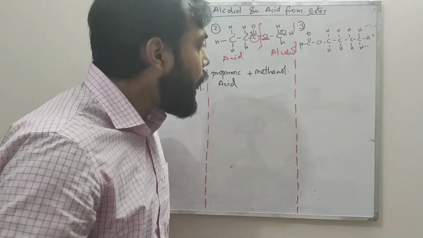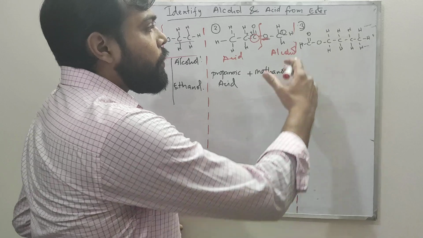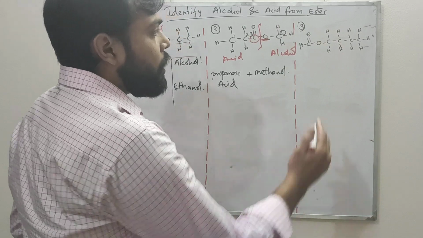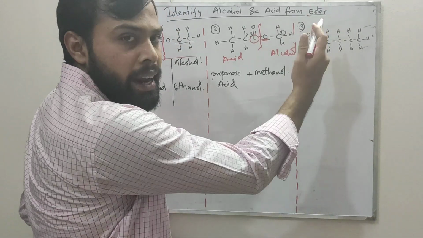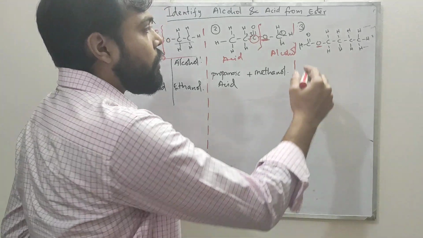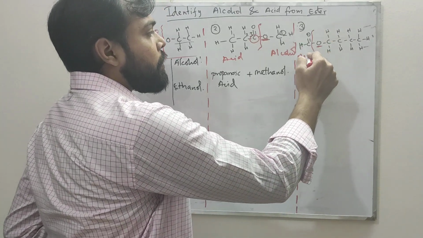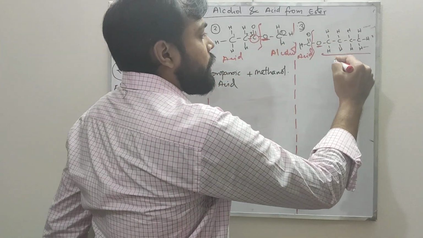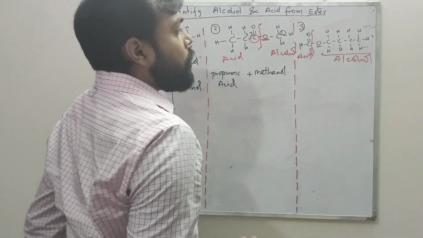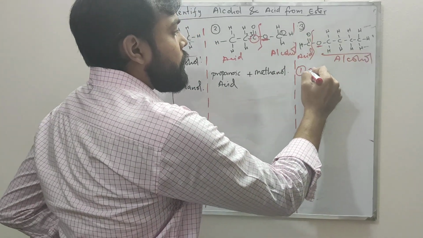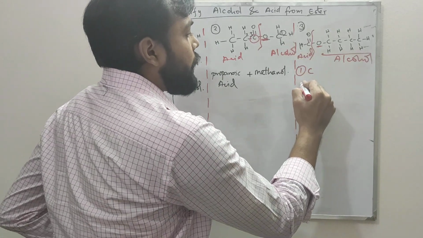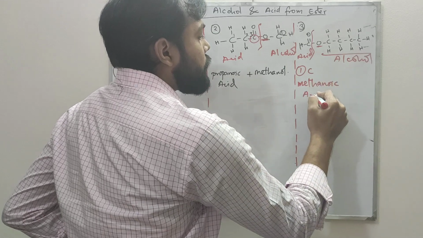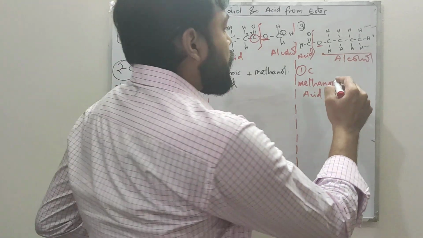For my last example, in this ester, it's a big complicated ester. So let me see, where is that carbon? This oxygen becomes the barrier between the acid and the alcohol. See, this is my acid part, right? After the oxygen, this whole thing is my alcohol. So what is the name? I have 1 carbon here, right? So because of 1 carbon, what is my acid name? It's methanoic acid.